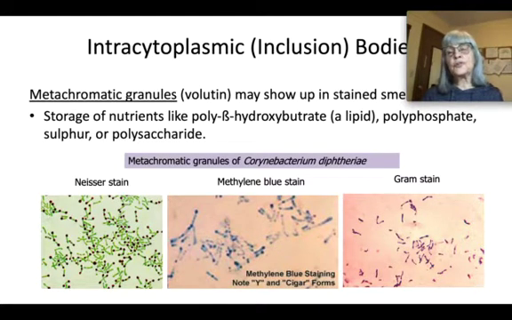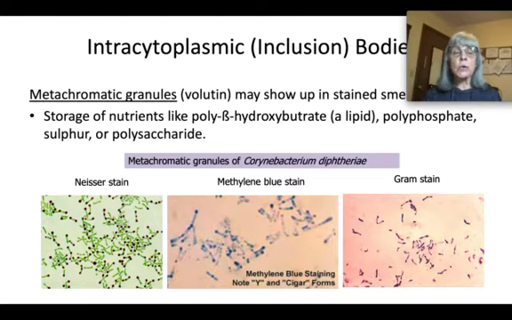These will show up usually in your stained smears, because when bacteria is unstained, you really can't see the bacteria or any of its structures. So in a stained smear, you'll be able to notice these, and their function is to store certain nutrients that the bacteria may use, such as that first one. You don't need to know the name of it, but it is a lipid. Also, they may store stuff like phosphates, sulfur, or sugar, polysaccharides. An example of metachromatic granules is your Corynebacterium diphtheriae.